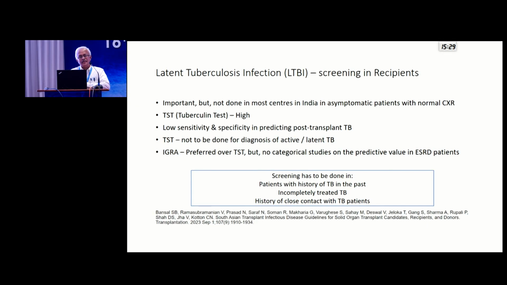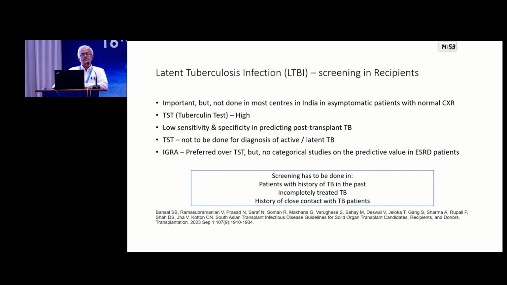So there is a pretty high incidence of false negativity with the tuberculin test. And again, low sensitivity and specificity in predicting post-transplant tuberculosis. And it applies for IGRA as well. So ultimately, the final consensus is that the screening has to be done in patients with a history of tuberculosis in the past, or incompletely treated tuberculosis, or history of close contact with tuberculosis patients. The expert opinion in India is that IGRA is superior to TST.